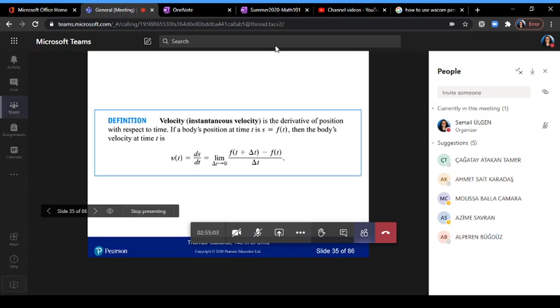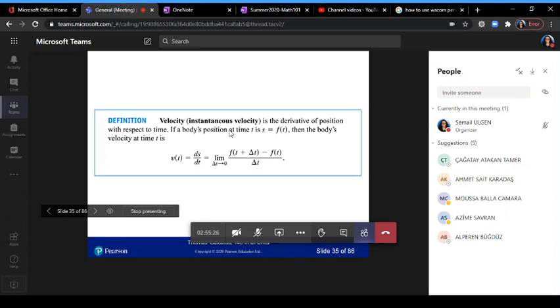So velocity, which is the instantaneous velocity, is the derivative of the position. F is the position function. It's the derivative of the position. S is the position, which is f of t. Actually, we could write ds dt here with respect to time. And velocity is shown as v of t.